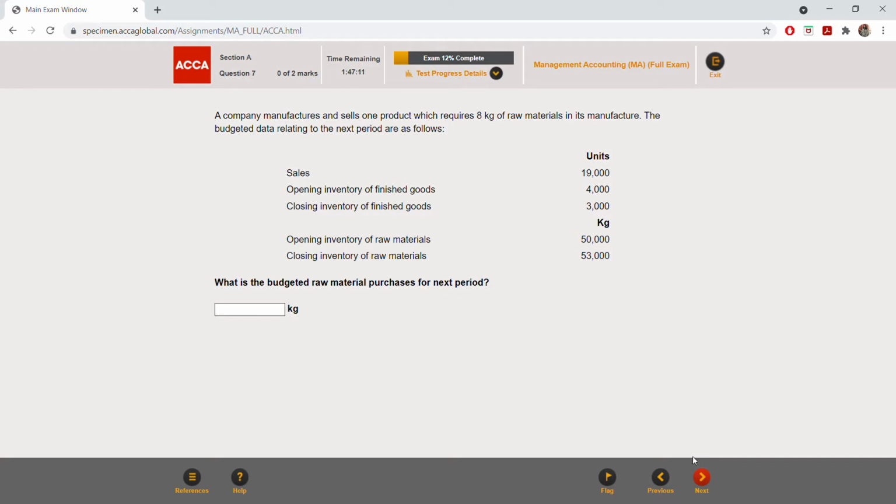Here also you have to type the answer, and usually these types of questions are a bit hard because you don't have options. A company manufactures and sells one product which requires 8 kg of raw material in manufacture. The budgeted data relating to the next period is as follows: sales, opening and closing inventory of finished units, and opening and closing inventory of raw material in kgs. What is the budgeted raw material purchases for the next period?